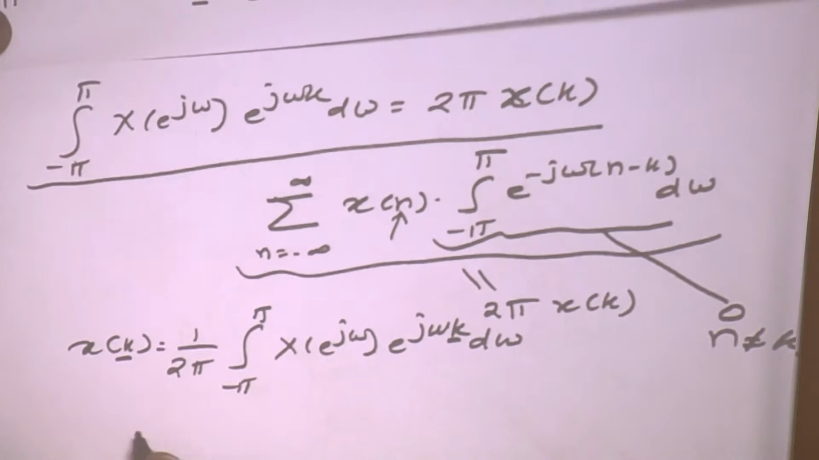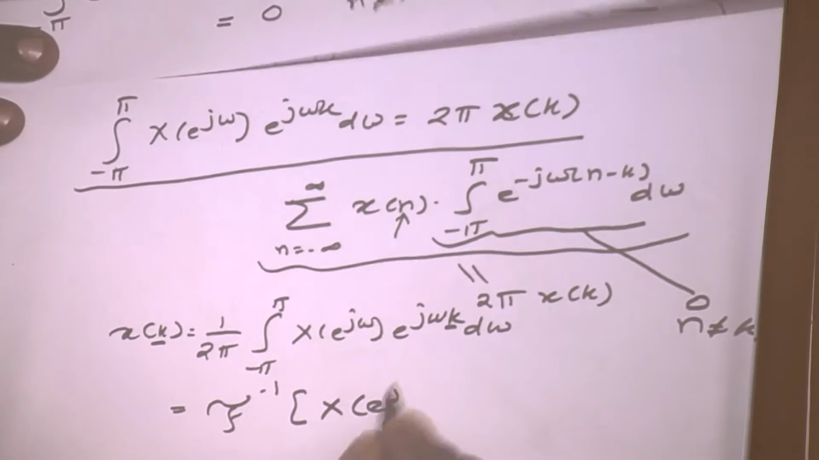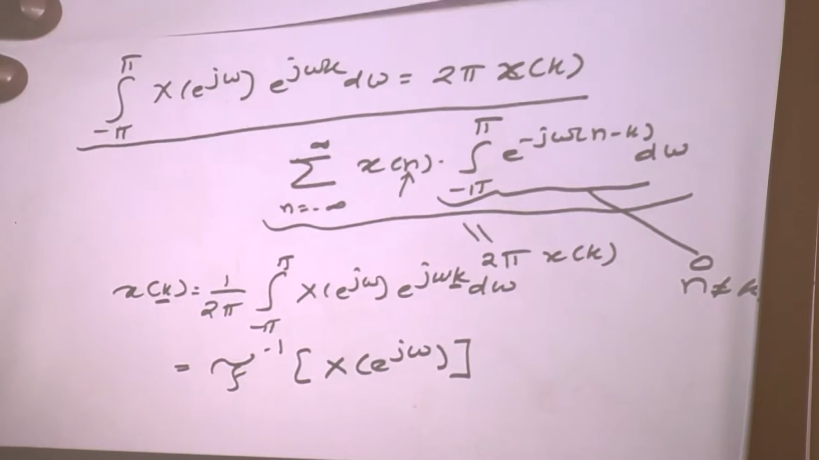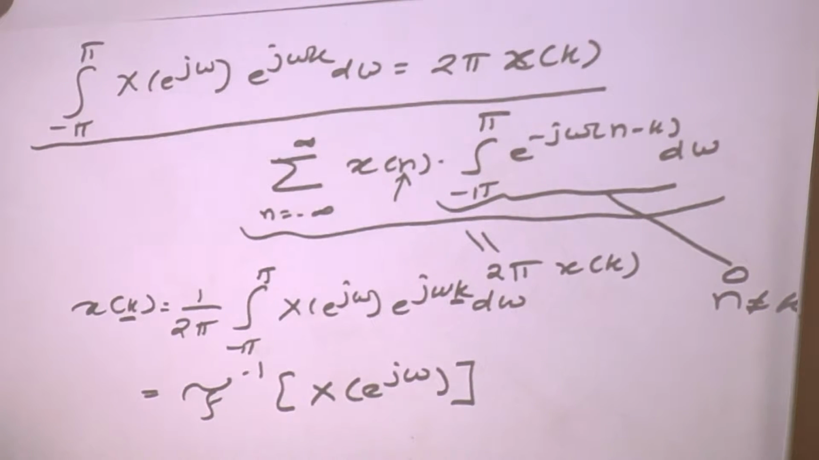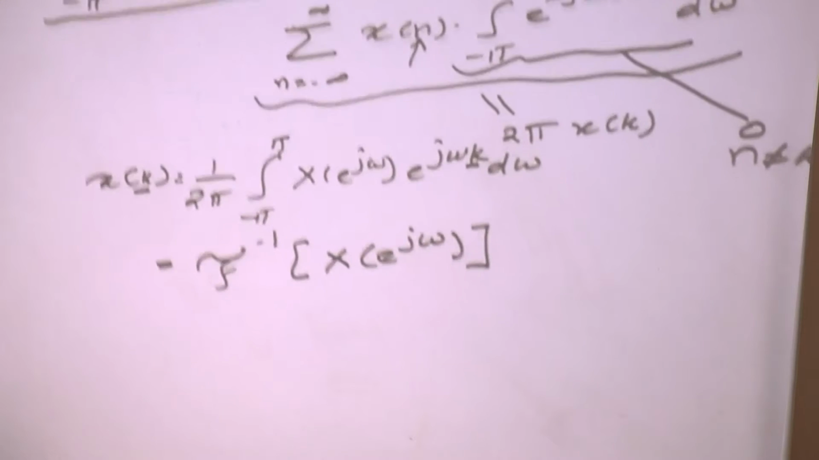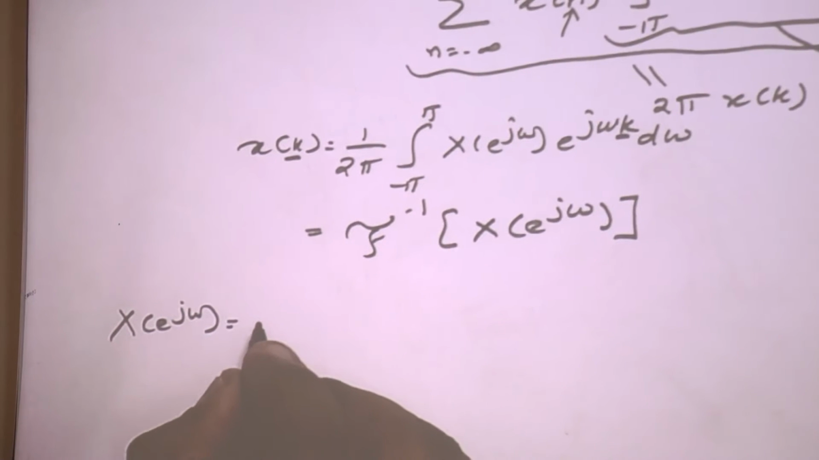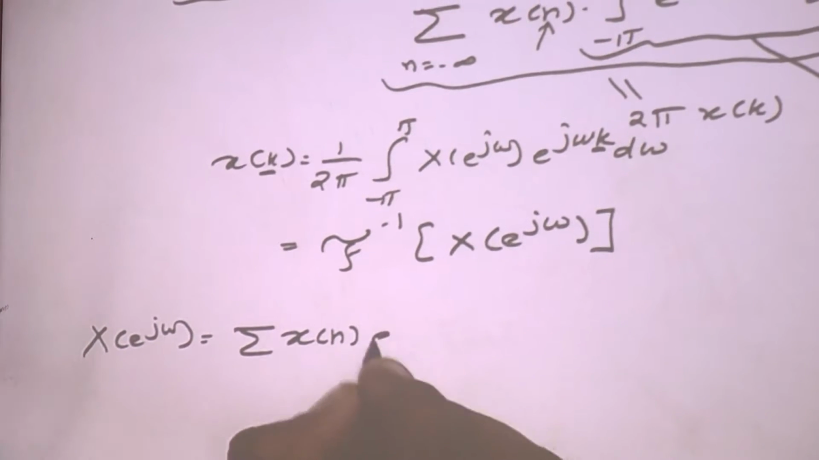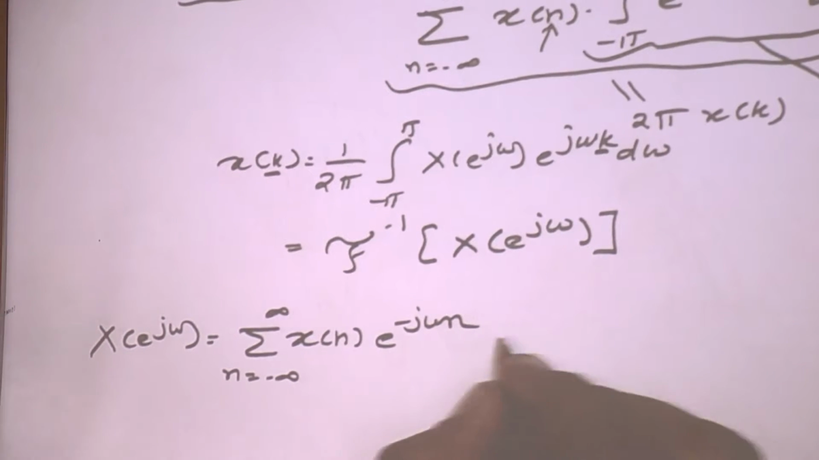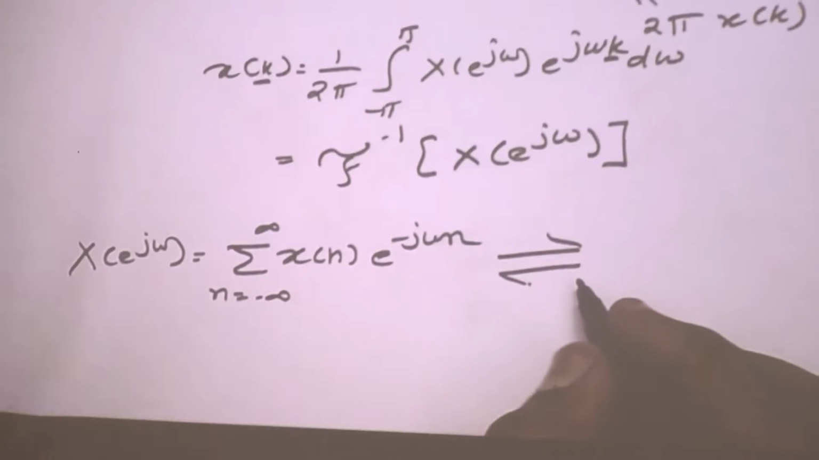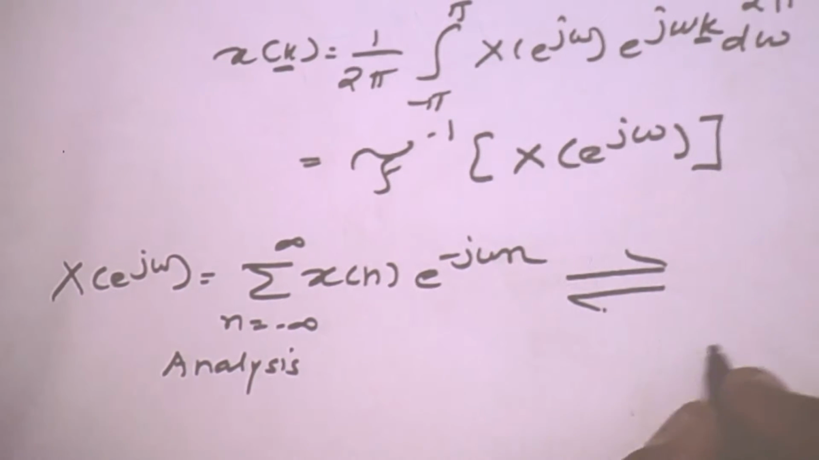Alright, and here I can write x of k. It is identified or denoted as the Fourier inverse of X of e to the power j omega. Now both the relations are there with us. I will rewrite those relations. X of e to the power j omega is equal to summation of x of n e to the power minus j omega n, n going from minus infinity to plus infinity, has a counterpart. This is the analysis equation and this is the synthesis equation.